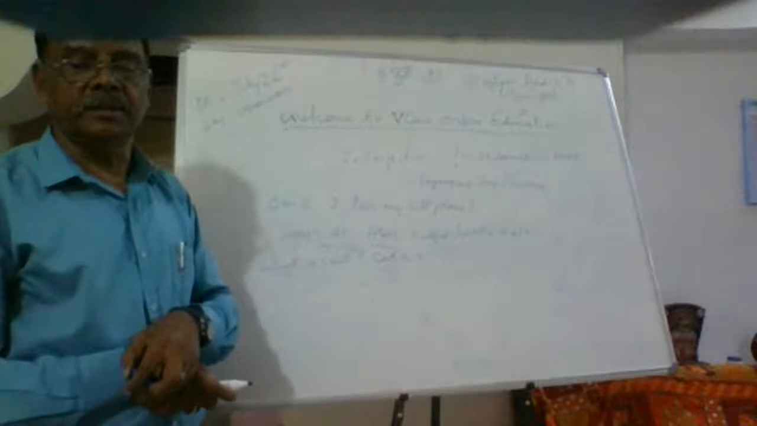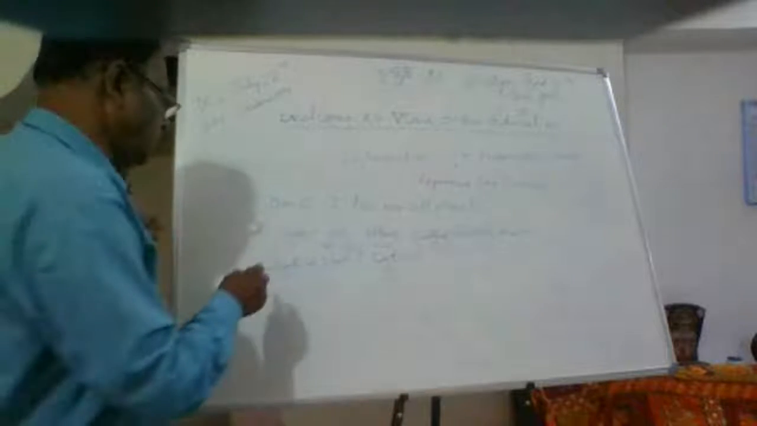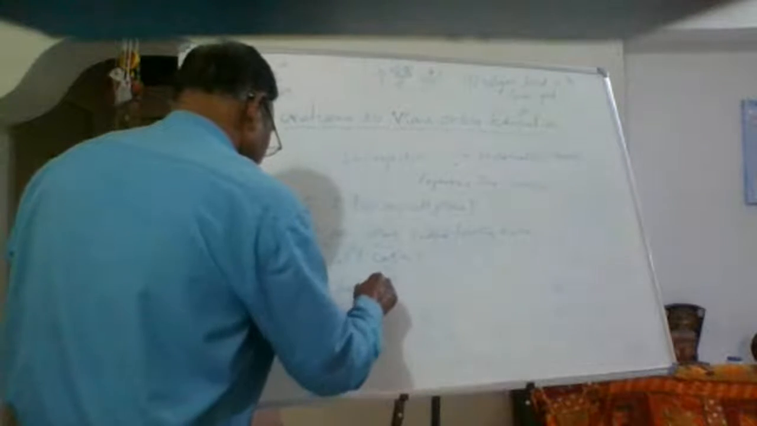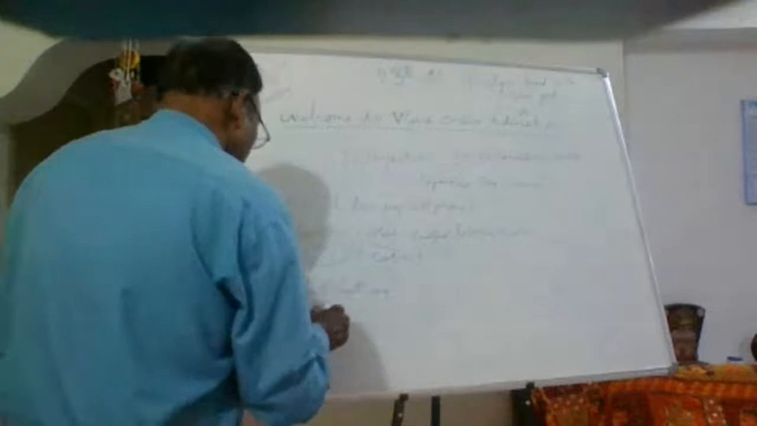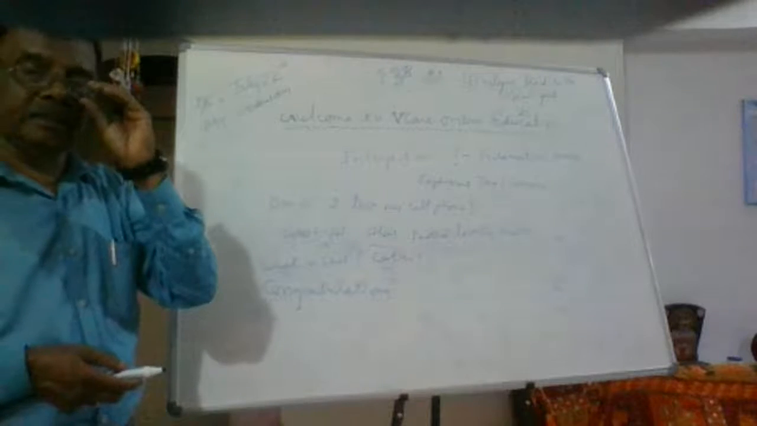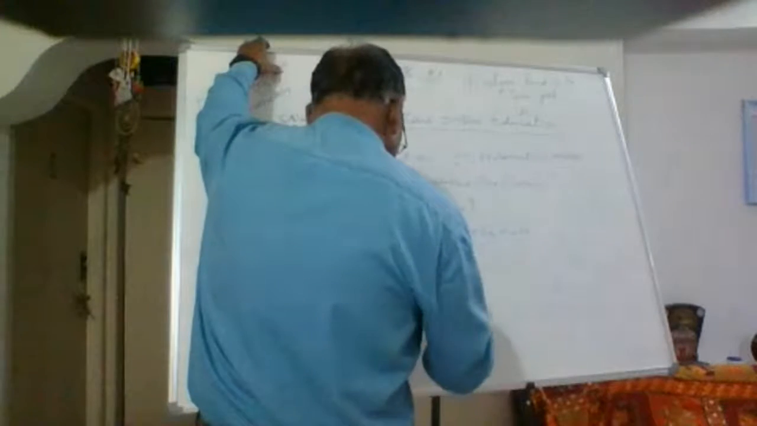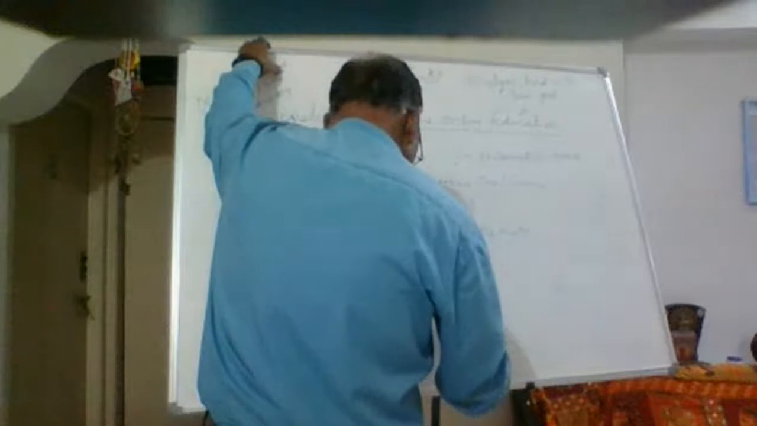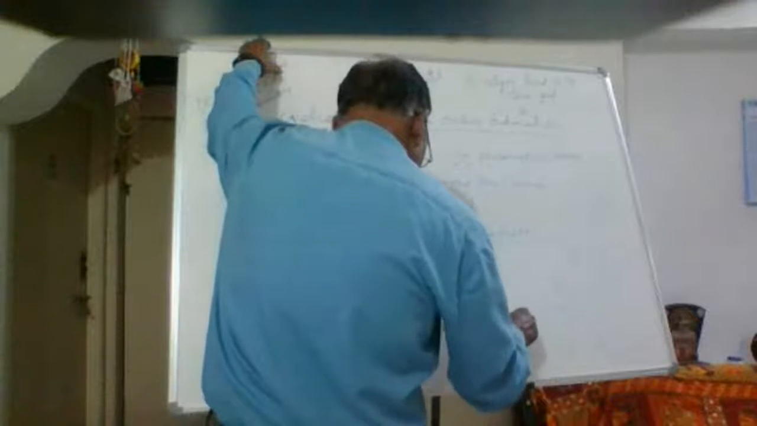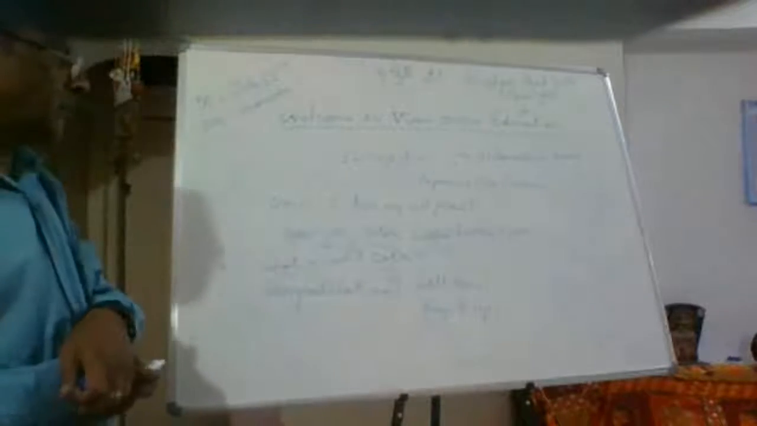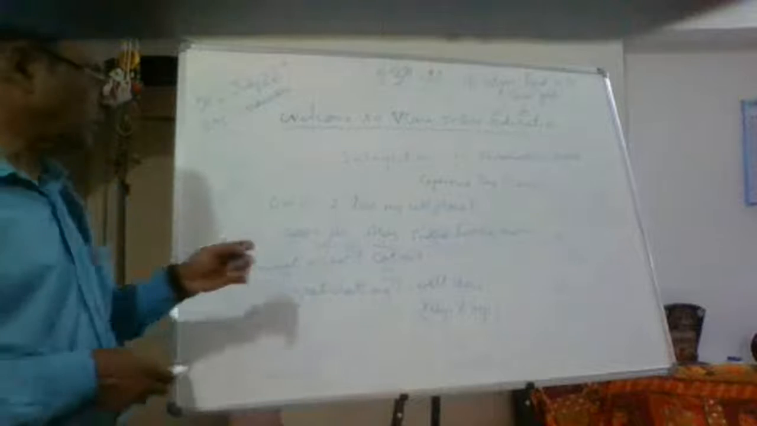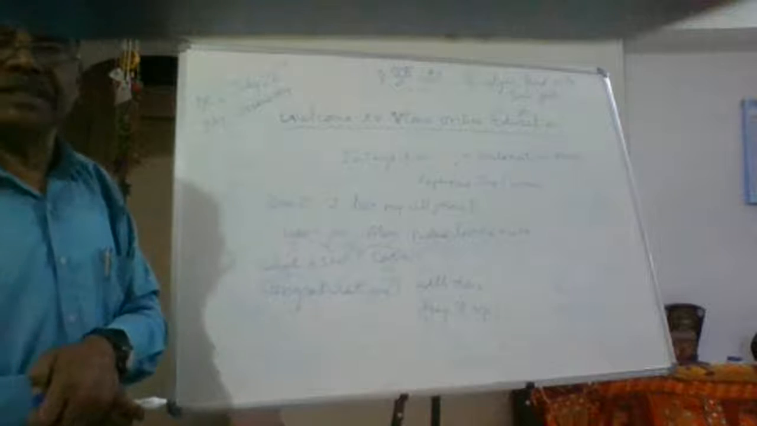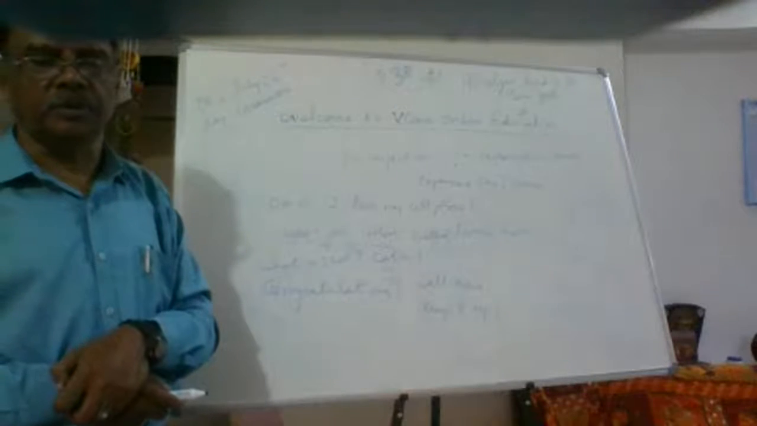These are called interjection. Okay, congratulations. Congratulations. Well done. Congratulations. Well done. Keep it up. So these are called expressions. So the expression one is called interjection. Very rarely used, but still we use.